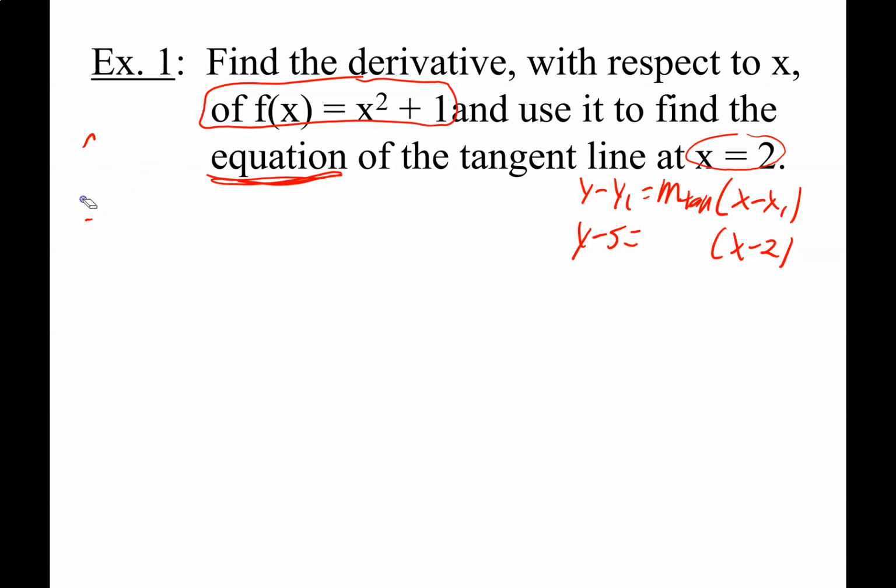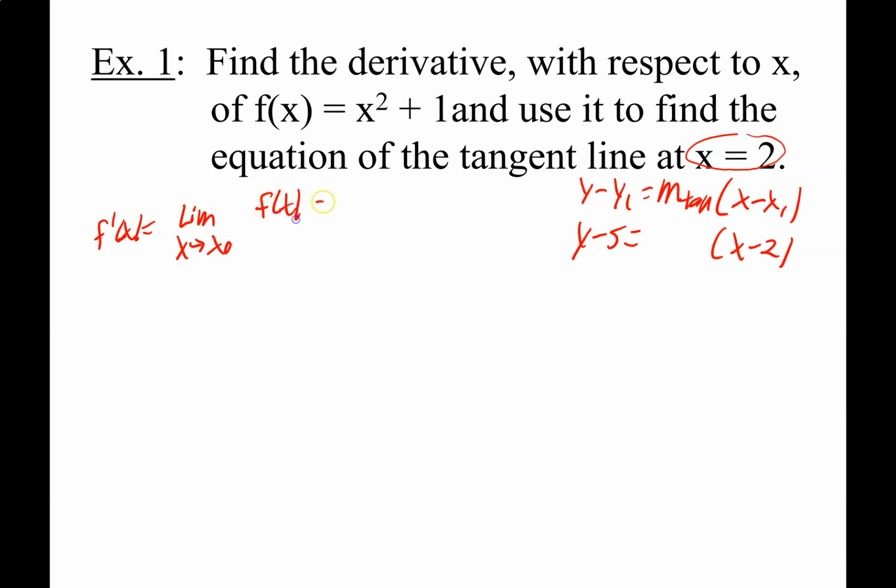Now we go and try and find that slope, or that m tan, that dy dx, whatever you want to call it, that f prime. I'm going to actually do it both ways, with the definition of the derivative and the difference quotient. If I do the definition of the derivative, again, that's going to tell me that f prime of x is equal to the limit as x approaches some x initial of f of x minus f of x initial, all over x minus x initial.